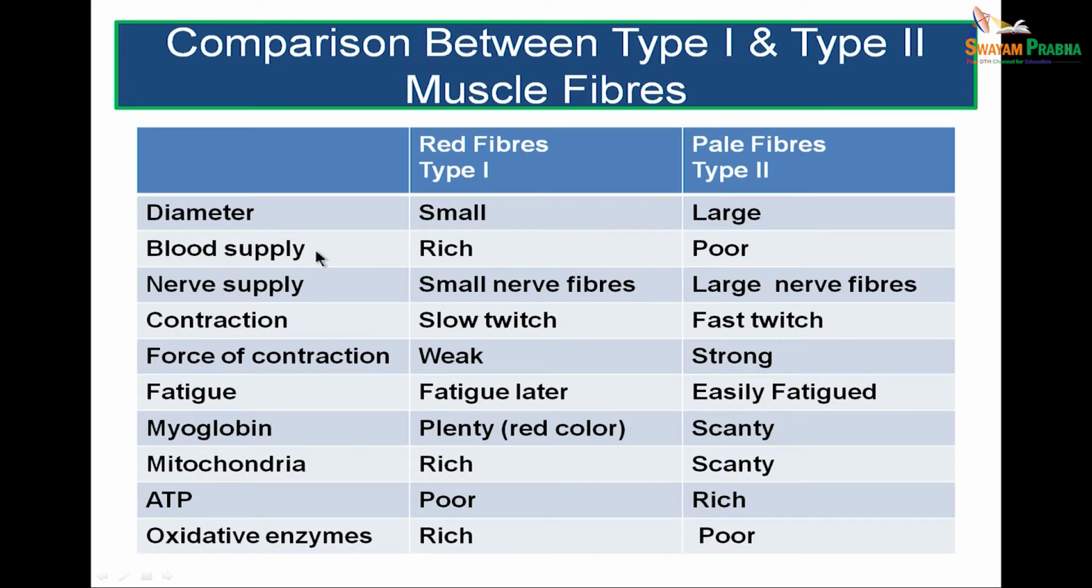So we compare in this table the red type 1 fibers to the pale type 2 fibers. Diameter wise, small and large, blood supply is rich and poor. Nerve supply here in type 1 there are smaller nerve fibers. In type 2 you have larger nerve fibers. These are slow twitch, that is your type 1, whereas type 2 are fast twitch. Forces of contraction also variable from weak to strong. These fatigue later and the type 2 fatigue easier.